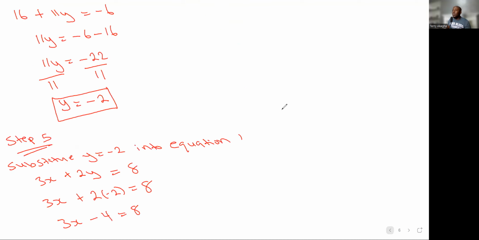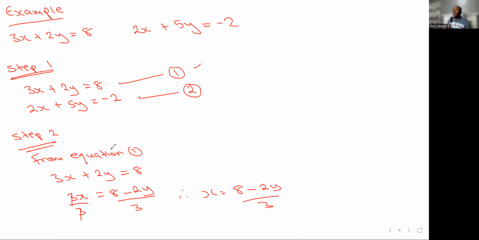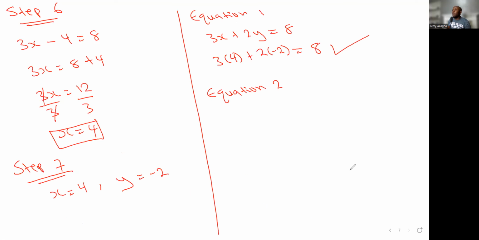And equation 2, what was equation 2? 2x plus 5y is equal to minus 2. So the same thing, if you put x to be 4 and y to be minus 2, that will give us 8 minus 10, and that will also give you minus 2. All right, so that means we are correct. Is that making sense? So we see that from this place now, we've solved it using substitution method.